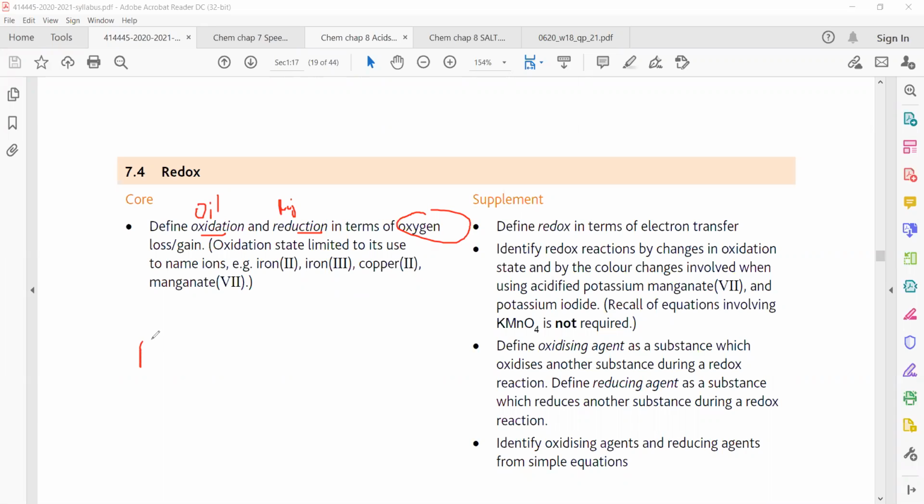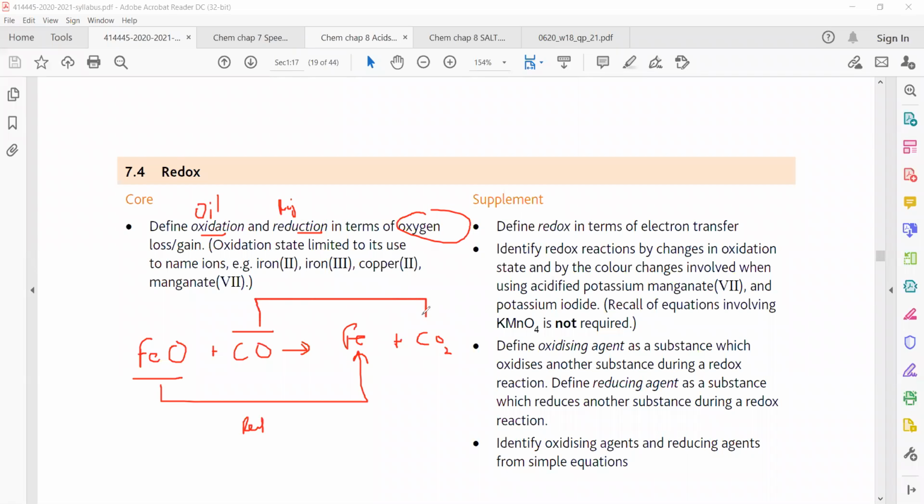For example, if I have iron oxide and I react it with carbon monoxide, it forms iron metal and carbon dioxide. Iron was having oxygen, but now there is no oxygen. So what is this change, oxidation or reduction? Because oxygen is removed, we call it reduction. And carbon monoxide becomes carbon dioxide, so oxygen is added. If oxygen is added, what do we call this change? We call this change oxidation.